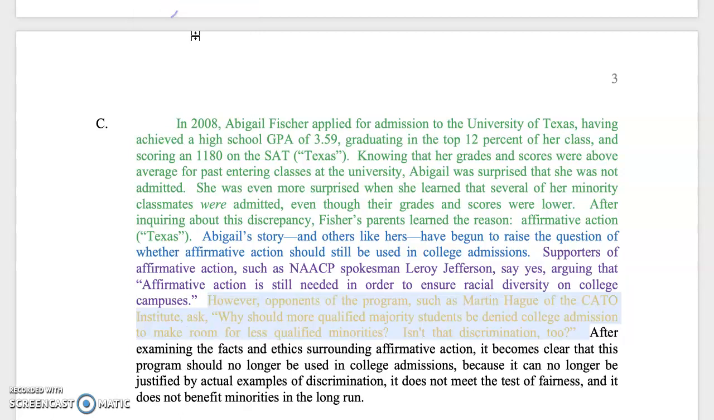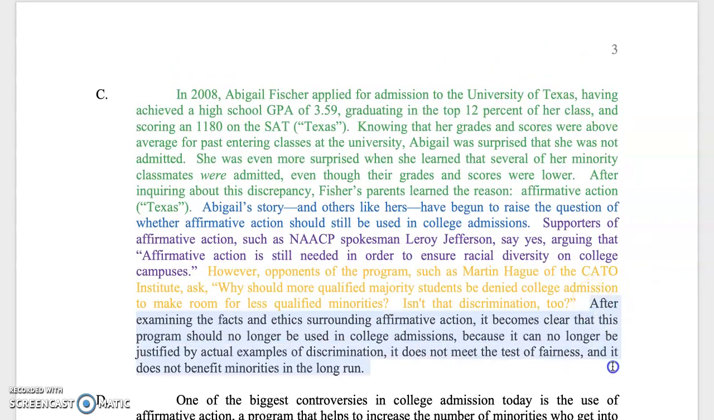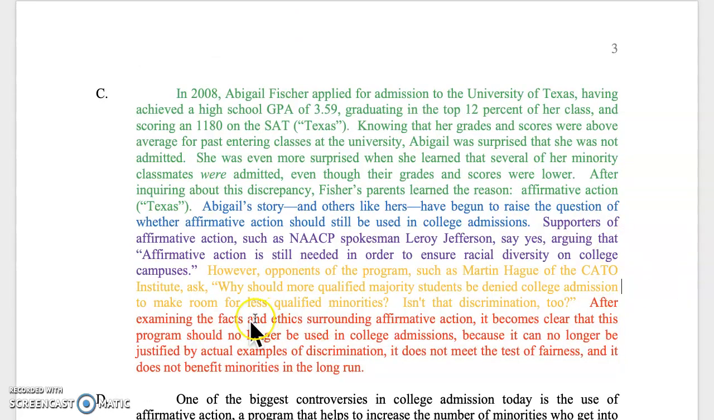And I'll put that in orange. Maybe I'm running out of colors here. So this explains the other side using that signaling language. Opponents believe this, with a name and a quote. And then most importantly, we get to the thesis, which I'll put in red. And after a little transition, we get the stance, right? This program should no longer be used.